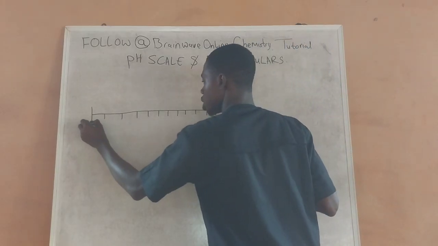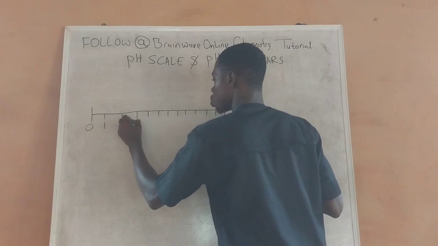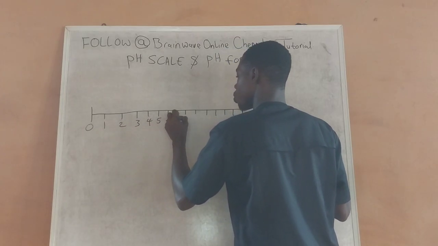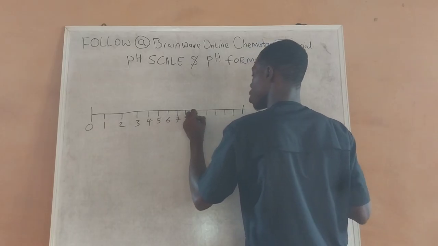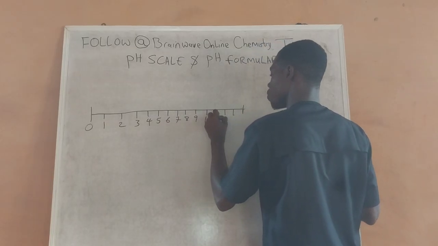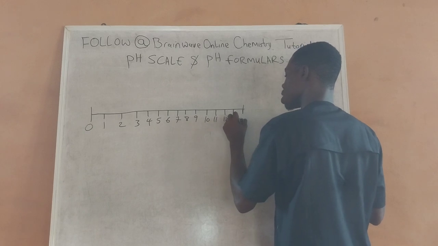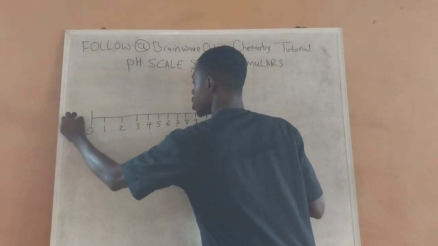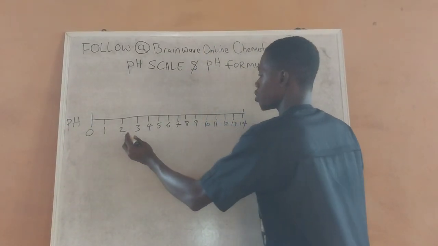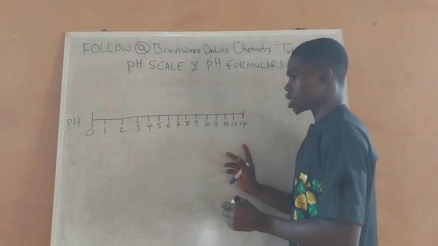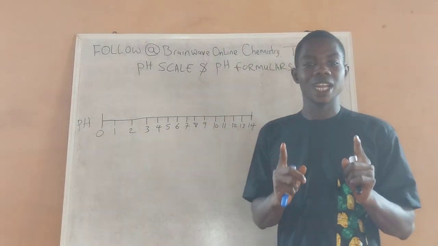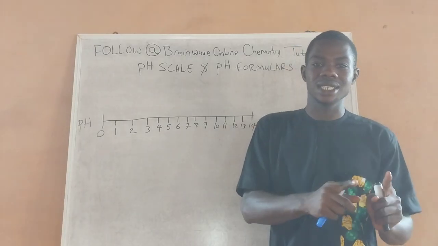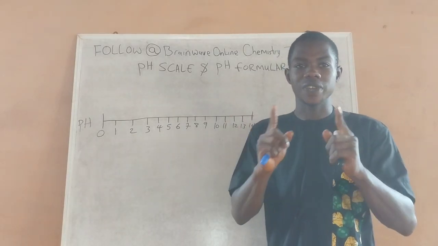So we have 0 here, we have 1, 2, 3, 4, 5, 6, 7, 8, 9, 10, 11, 12, 13, 14. This is what our pH scale looks like. So it ranges from what? From 0 to 14. And earlier, when I was defining, I said that the pH refers to what? The degree of acidity and alkalinity of a solution.